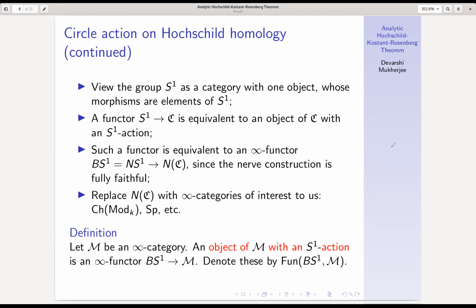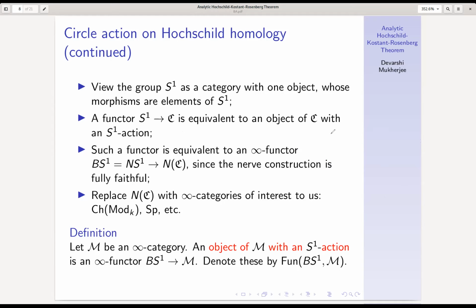Right. So now we know that HH is a cyclic object. Now what's the relationship between that and S1? The first thing is we can view S1 as a category with one object and whose morphisms are elements of S1. And a functor from S1 to a category, just by definition, is equivalent to an object with an S1 action.